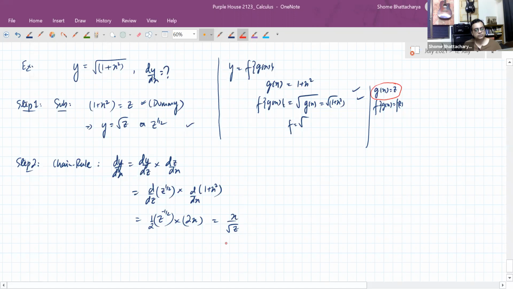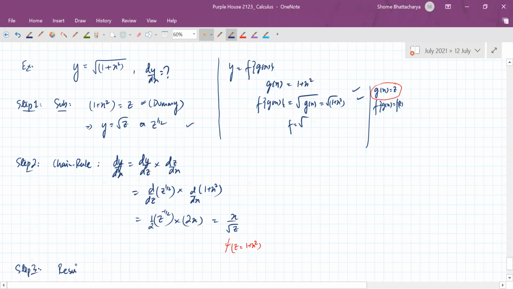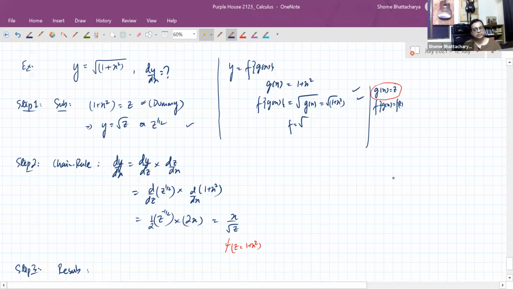So now finally what we have to resubstitute. We have to resubstitute z as 1 plus x square. So that's our third and final step. So after resubstitution, z to the power minus half.